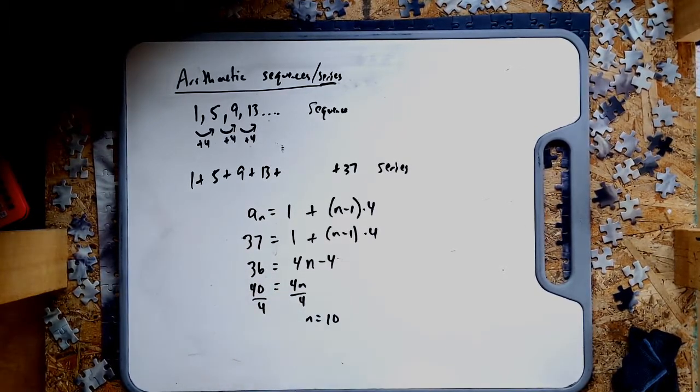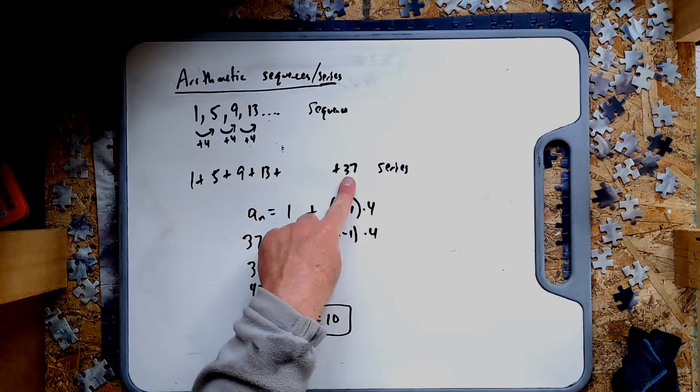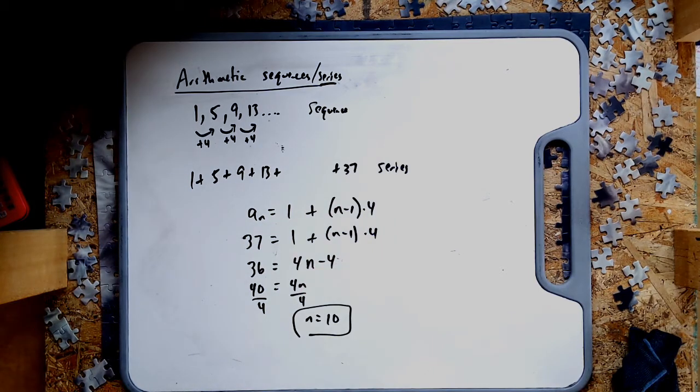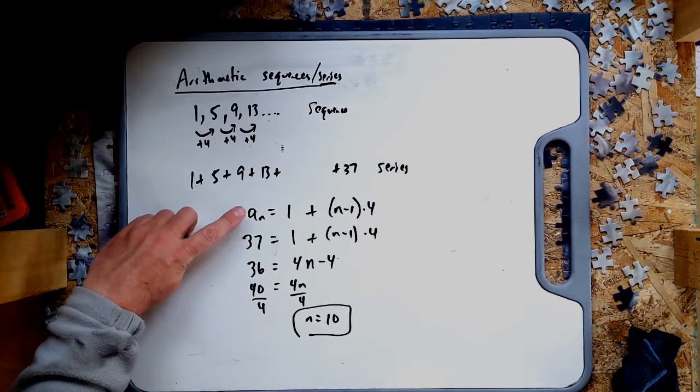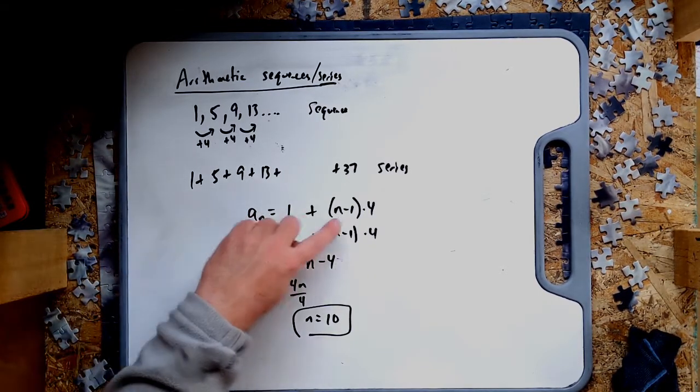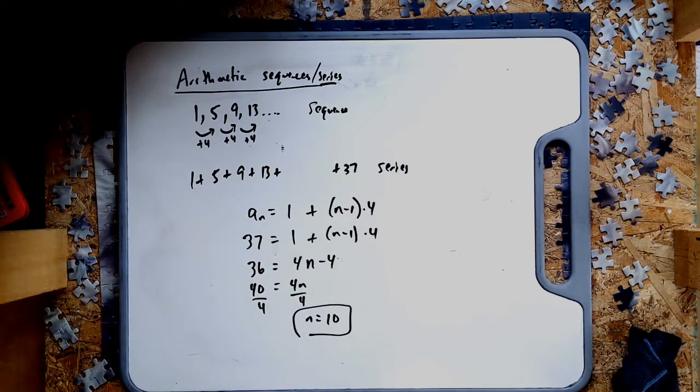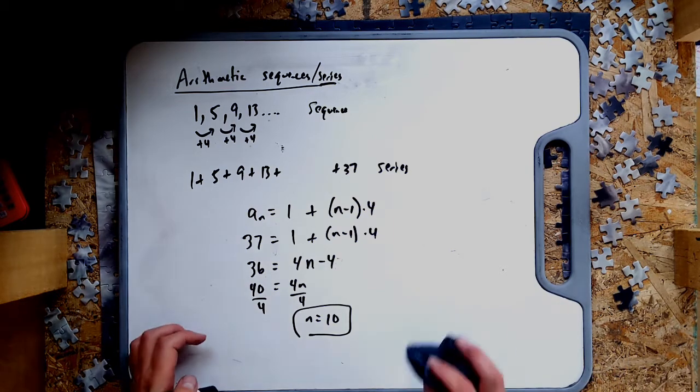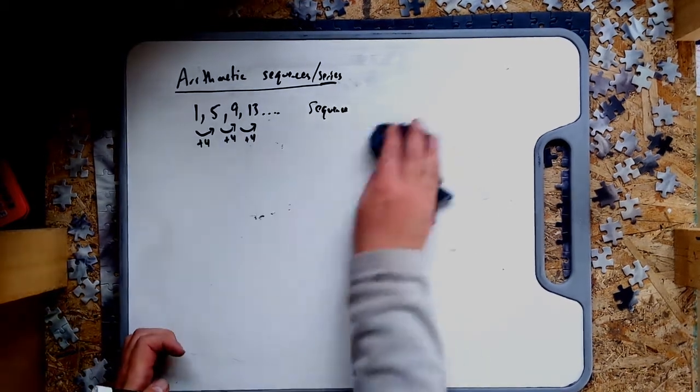n is 10. So again, if it's a short number, I would just count them out. If it's a large number, like this is not 37, for example, but like it's, I don't know, 437, I would do it this way. Again, write the explicit formula, put the last term here, and solve for n, which will tell you what the term number is of the last term. All right, that's it for arithmetic. Now we're going to do geometric.